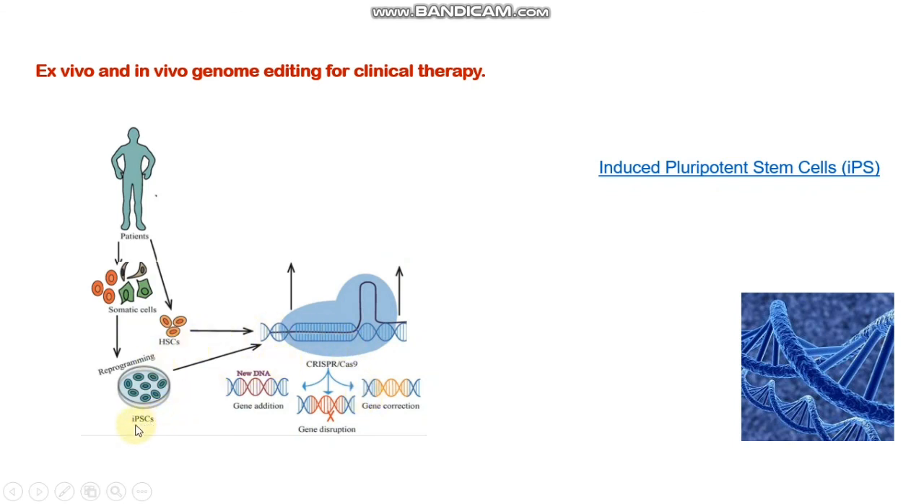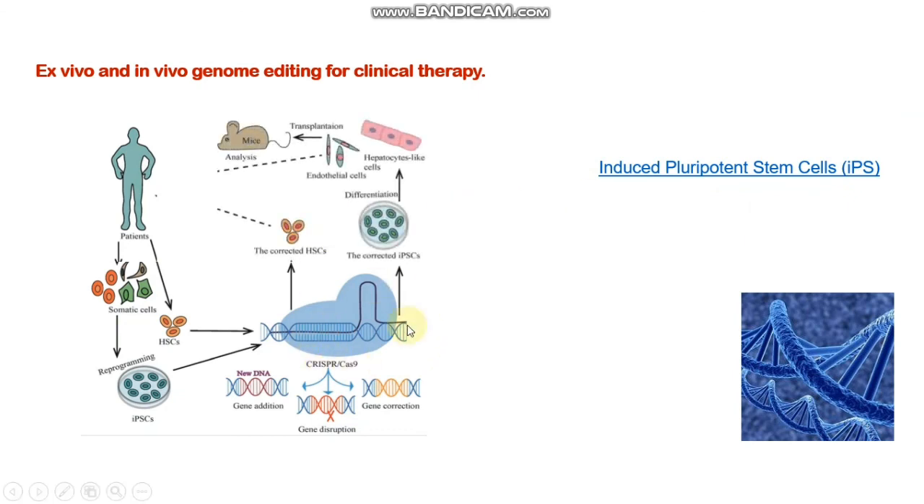The reprogrammed cells are known as iPSCs. iPSCs are basically induced pluripotent stem cells, and these reprogrammed cells are used for therapeutic purposes. In the next step, when these cells are reprogrammed, they are injected into mice for evaluation purposes, and then eventually those reprogrammed cells are injected directly into the patients. So this is how ex vivo and in vivo genome editing is executed.